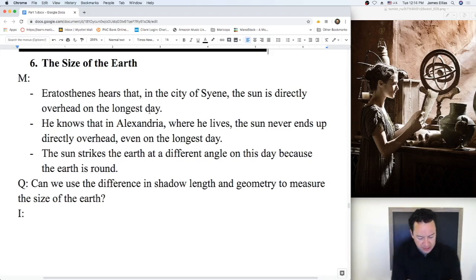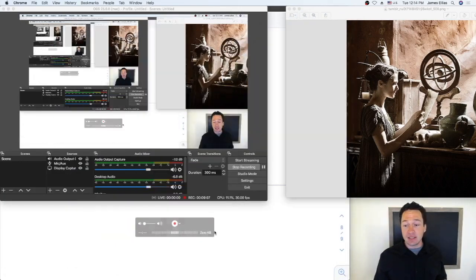Now, Eratosthenes finds this very interesting because in his city, Alexandria, the sun is never directly overhead, even on the longest day. Even on the longest day, you'll get short shadows at noon, but you'll never get no shadows at any point during the year. So Eratosthenes finds this interesting because he realizes, well, Aristotle already taught me that the Earth is a sphere. And so if you think about this, it kind of makes sense.